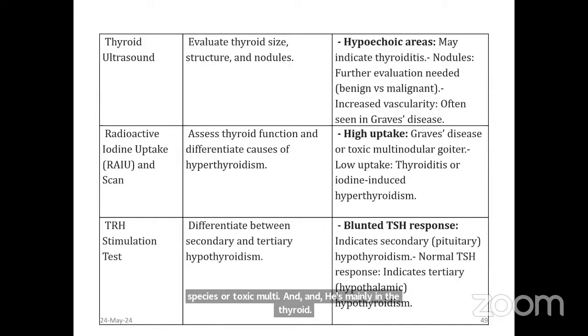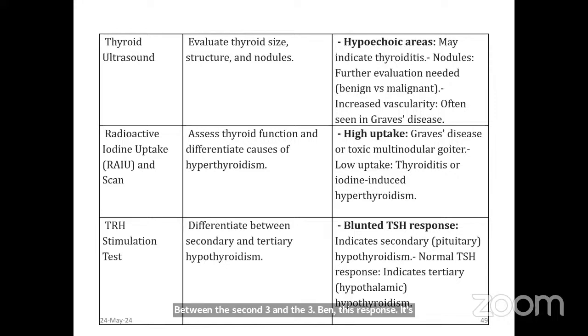Another test is the TRH stimulation test. It is used for differentiating between secondary and tertiary hypothyroidism. When the response is blunted, it indicates secondary, meaning pituitary related hypothyroidism, and a normal TSH response indicates tertiary hypothyroidism. So when we want to differentiate whether the hypothyroidism is primary, secondary, or tertiary, at that time the TRH stimulation test is used. Next.